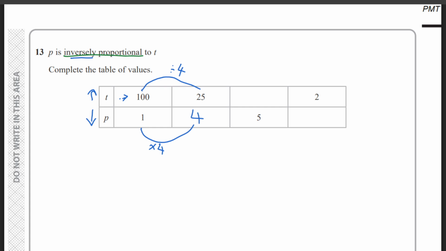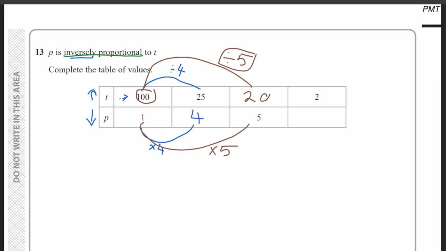Now let's see what happened here. From 1 to 5. 1 times 5 is 5. So we multiplied by 5. So here we'll divide by 5. So it's 100 divided by 5. It's 20. That's very good.